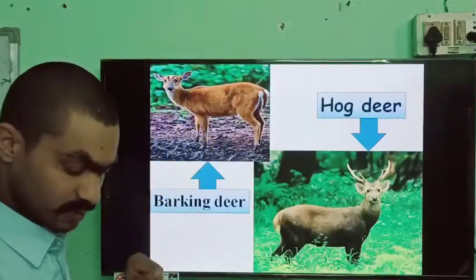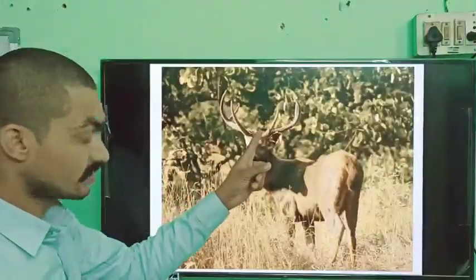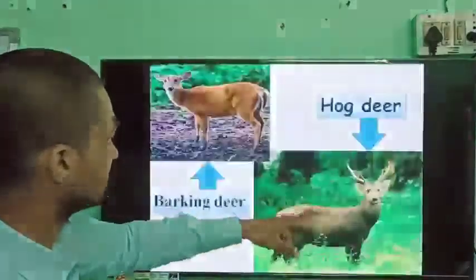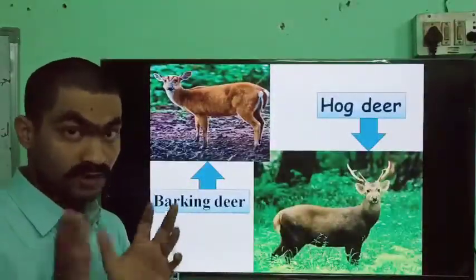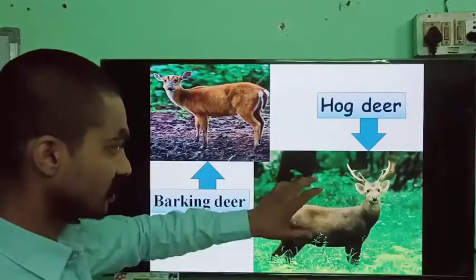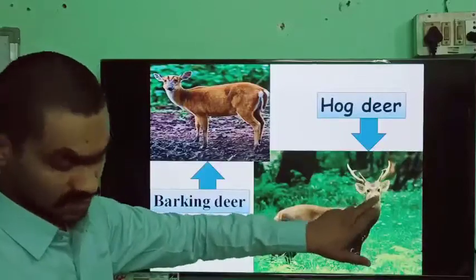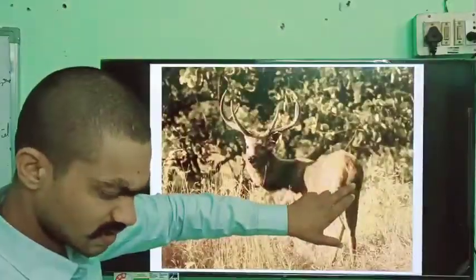My dear children, I have shown you sambar here. This sambar and this hog deer are having the same structure of the horn. Little difference is there. Sometimes their mouth shape is different. Basically, you can see their mouth shape is little different.